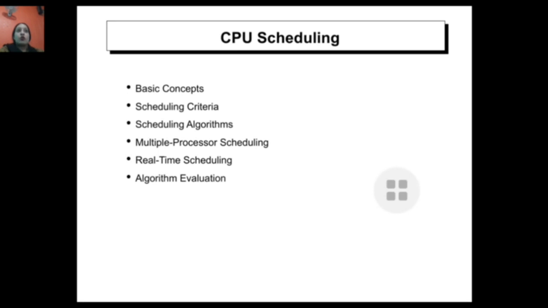Next one is throughput. Throughput is the number of processes that complete their execution per unit of time. For long processes, it may be one process per hour, and for shorter processes, it may be 10 processes per second.